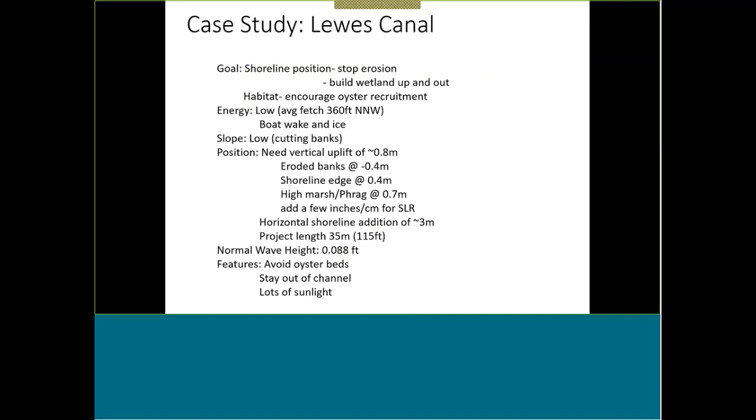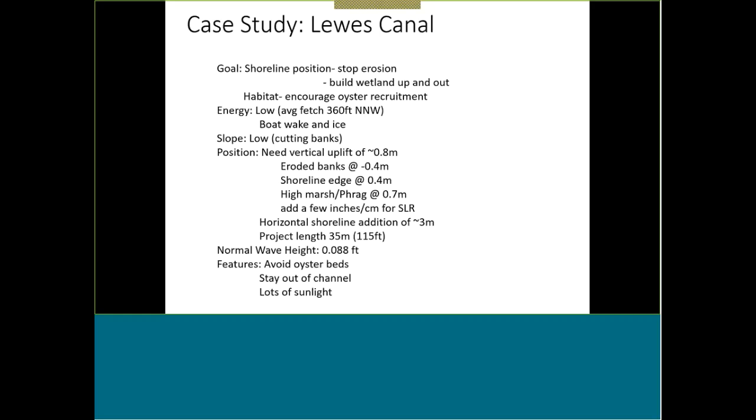The slope is mostly low. We do have some very steep cutting banks due to erosion already. So looking at what we need for bringing the shoreline position up, in terms of a vertical lift, we need a total of just under a meter of lift, because we know that our eroded banks' elevation is -0.4. This is all in NAVD 88. We know our shoreline edge from going out to survey it, and we know the elevation of Phragmites.